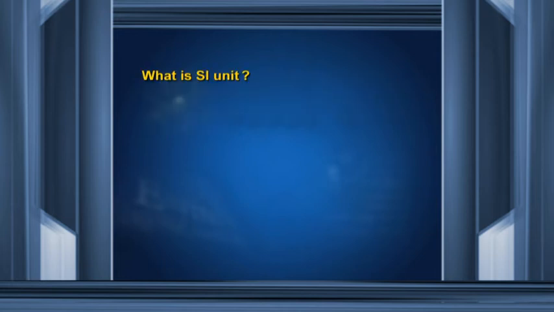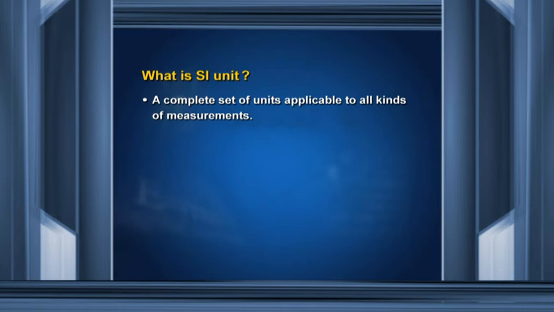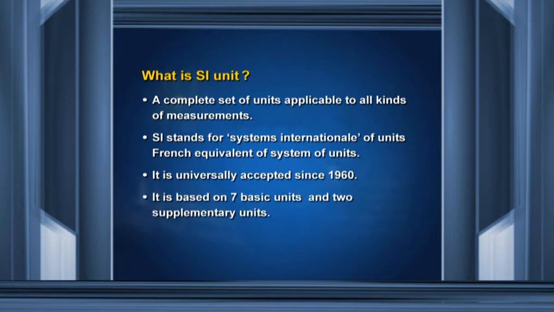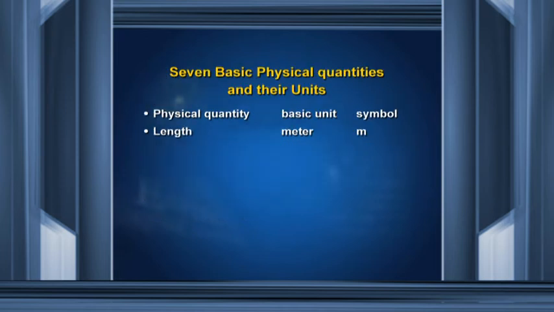What is SI unit? A complete set of units applicable to all kinds of measurements. SI stands for Système International d'Unités, which is the French equivalent of System of Units. It is universally accepted since 1960. It is based on 7 basic units and 2 supplementary units. The 7 basic physical quantities and their units are: for length, the basic unit is meter and the symbol is m. Notice it is only a small m.